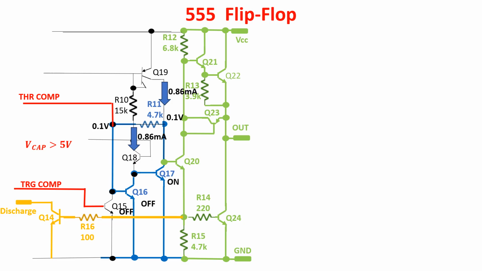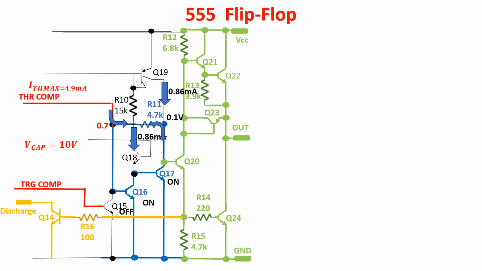When the voltage across the external capacitor reaches 10 volts, the threshold comparator provides up to 4.9 milliamps. Being Q15 and Q16 off, the current starts to flow through R11, raising the base of Q16 up to 0.7 volts, switching on Q16.